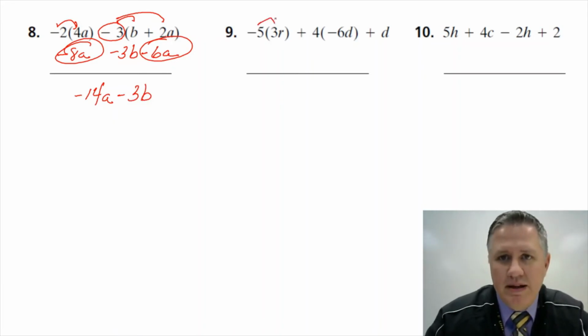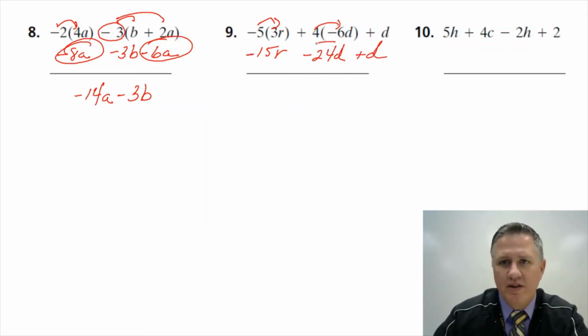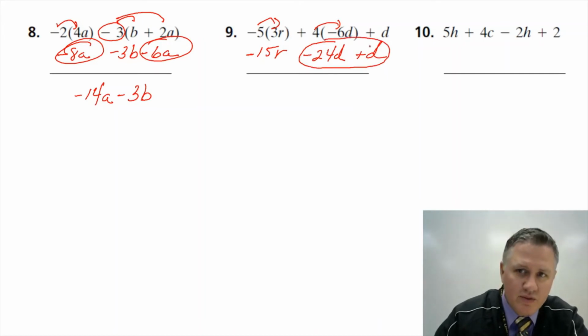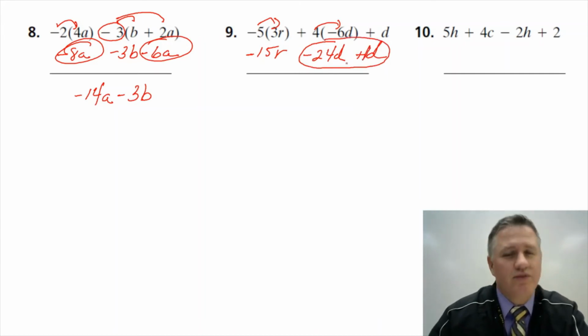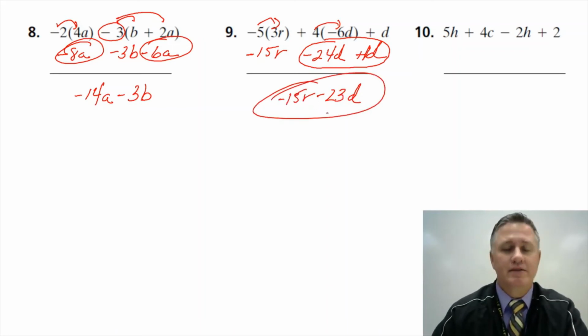All right. Next, distribute, get 15r. Here, distribute, you get negative 24d. All right, and plus d. And don't forget the negative here, right? So my like terms are the d's. Now think about this. The coefficient here in front of the d is 1, right? So what's negative 24 plus 1? It's negative 23d, right? And I bring down negative 15r, and those can't be combined because they're different.